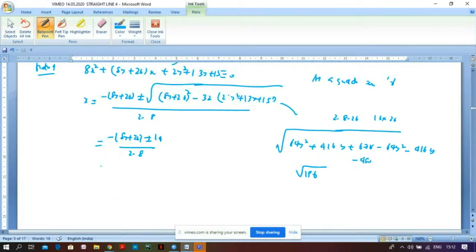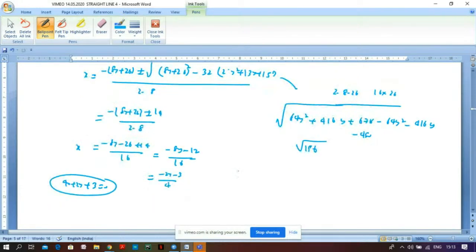And so in the first case, I can write x as negative (8y plus 26) plus 14, upon 16. That is minus 8y, and minus 26 plus 14. So that will give you minus 12, and then upon 16. So I can take 4 as common. So this is minus 2y minus 3, by 4. So you will get 4x plus 2y plus 3 is 0. That's one line.